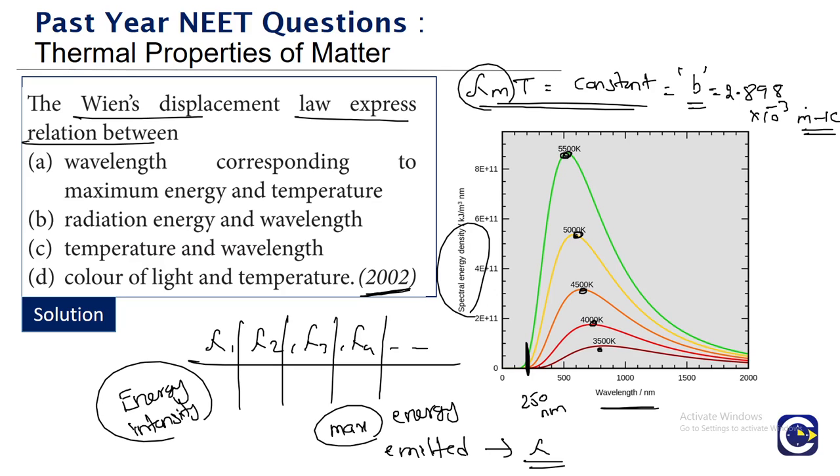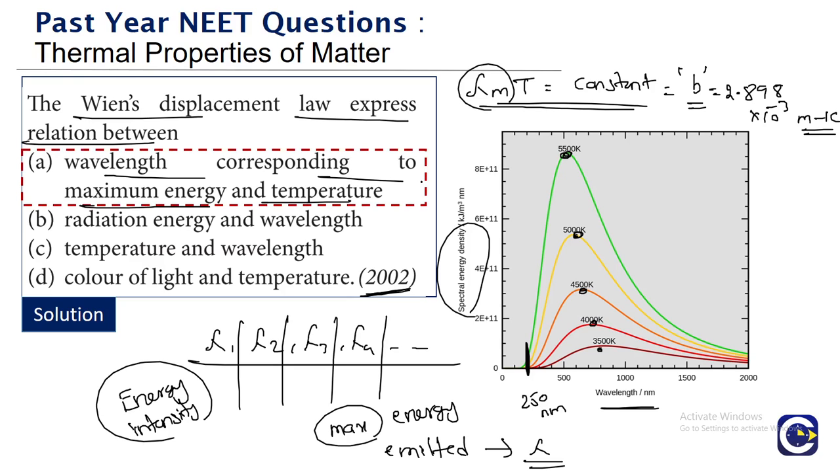2.898 into 10 power minus 3 meter into Kelvin. So this law, we'll see that even some numerical questions also can be asked on the Wien's displacement law. So what is it basically? It is the relation between what? The wavelength corresponding to the maximum energy and the temperature. So lambda m into T is what? A constant, which is what is called as the Wien's constant B. And what is the value of it? 2.898 into 10 power minus 3 meter into Kelvin.